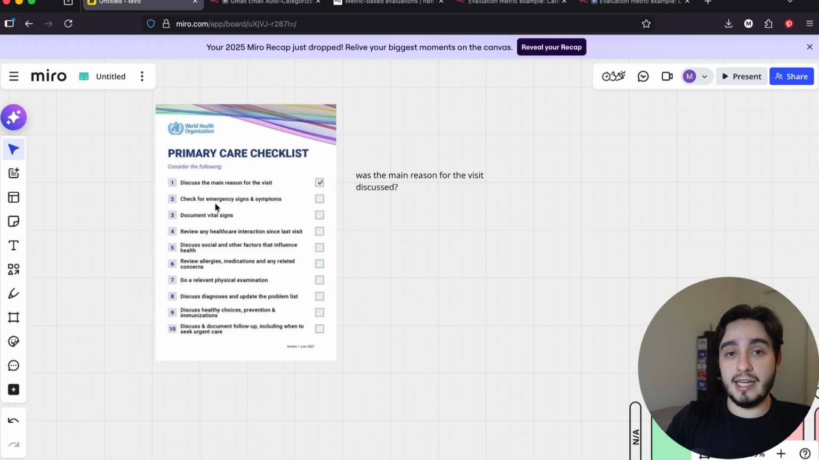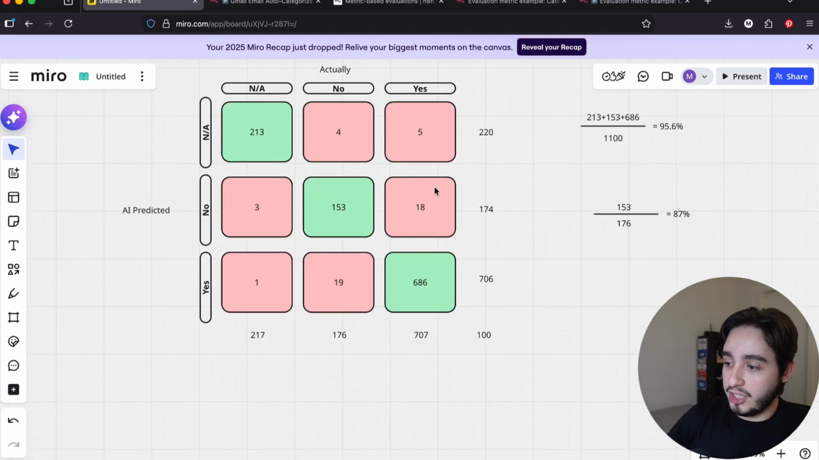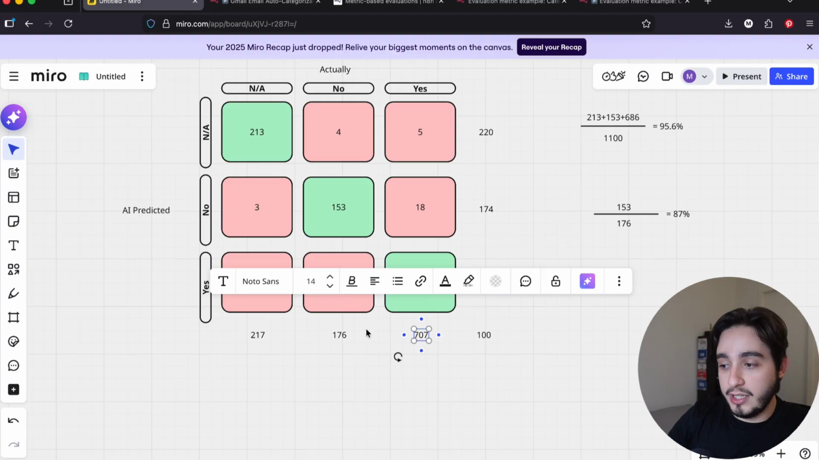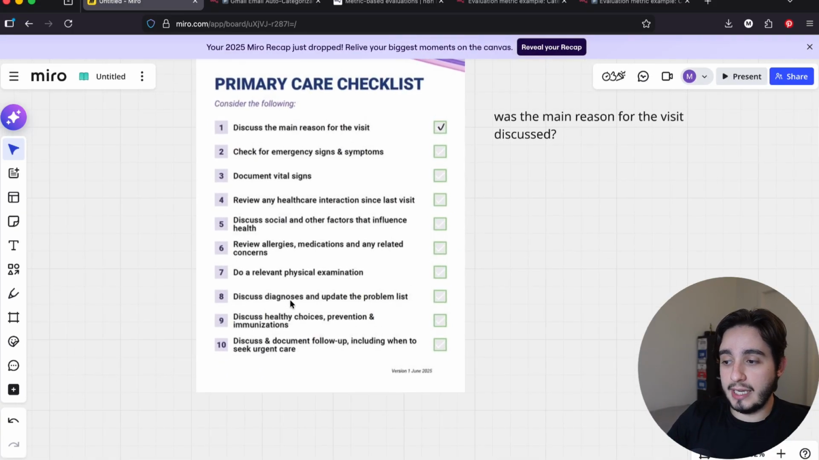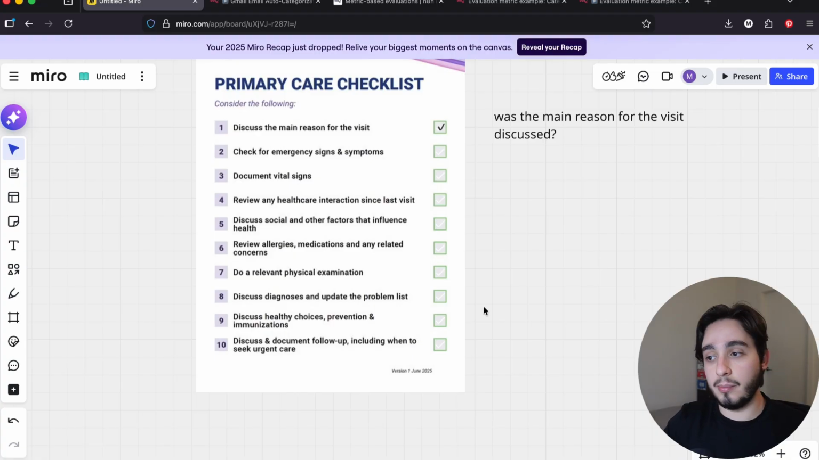So this checklist item will almost always output a yes, meaning that when you look at your totals over here, you are probably going to have a lot more yeses than nos, just like the scenario that we had. But let's say that when you get to checklist item number 9 over here, which is discuss healthy choices, prevention, and immunization, not all doctors did that because it's a much more common error in comparison to the first one.